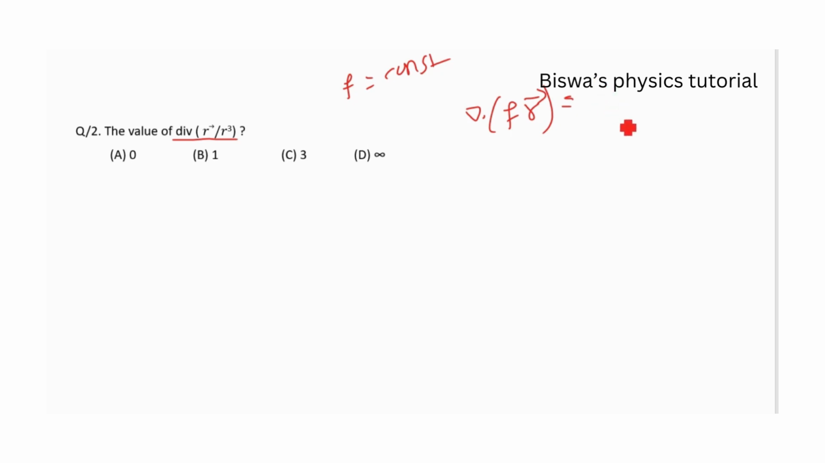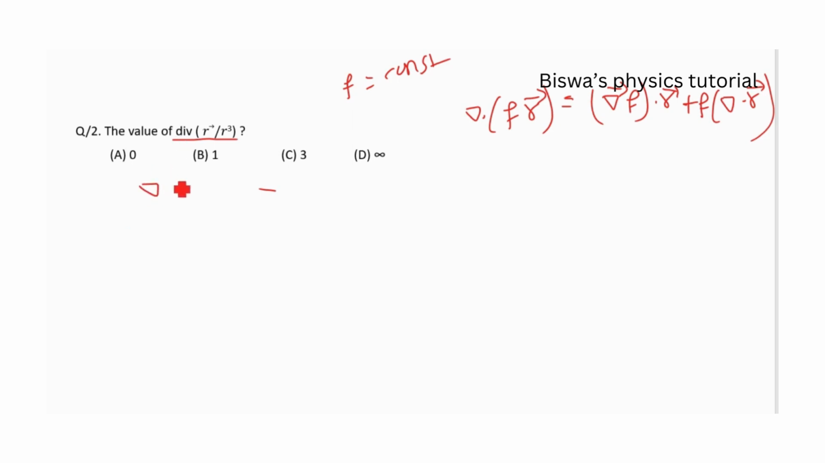Formula is del into f dot r vector plus our f into del dot r vector. This is our formula. So we use this formula to calculate. Now, okay, I'll treat r to the power minus 3 as constant.